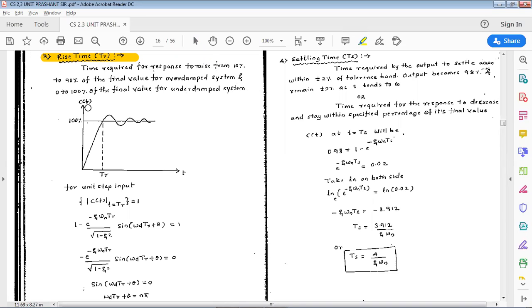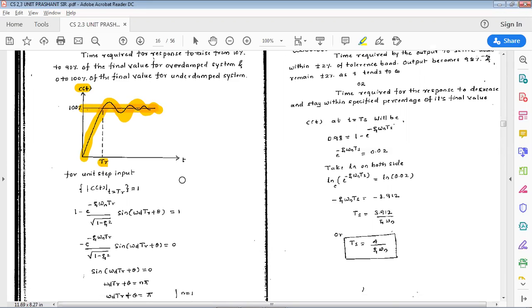You can observe the graph here, it's c(t) versus t. Having the 100% mark, this is the response which has the oscillations. The time at which it reaches 100% of the input is defined as the rise time. Now we'll consider the derivation, how exactly it goes.